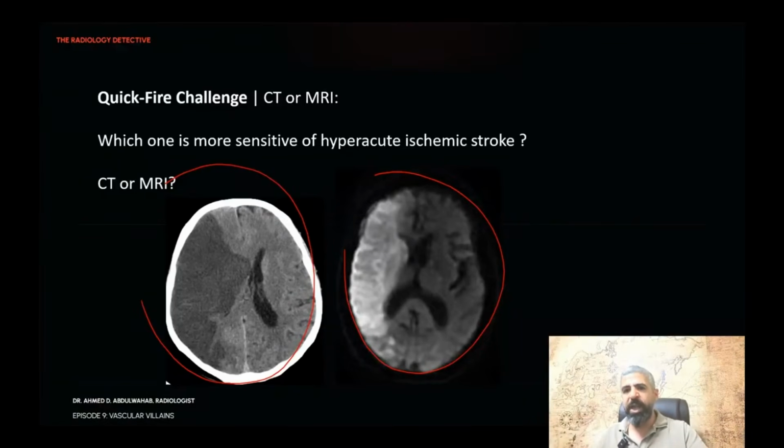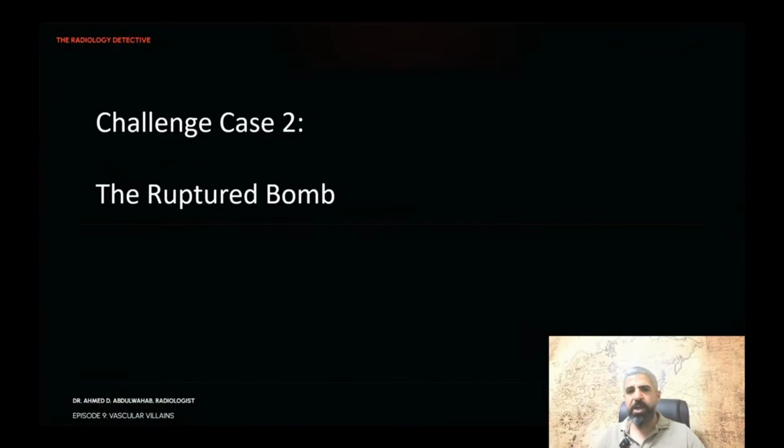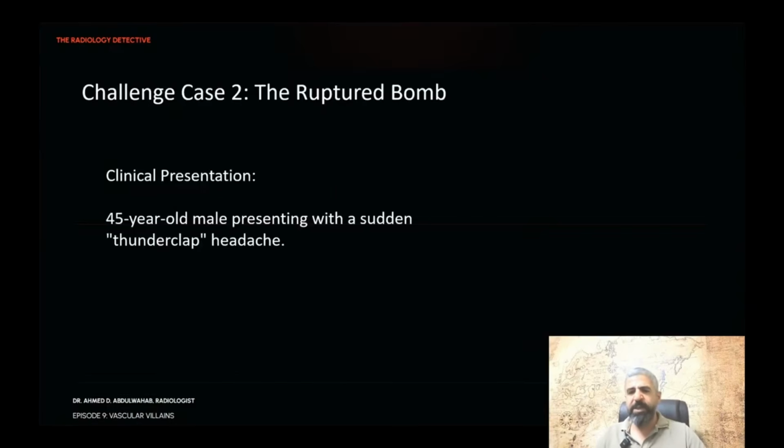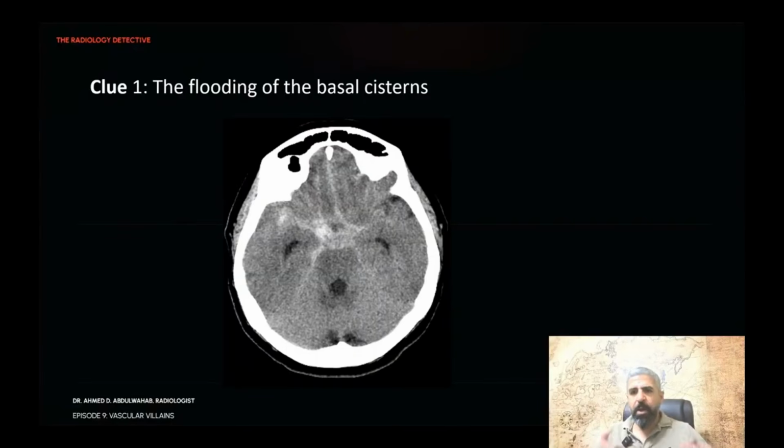Let's go to challenge case number 2. It's called the ruptured bomb. Now, for the case presentation, case 2 is a 45-year-old male who describes the worst headache of his life, with a sudden thunderclap explosion of pain during physical exertion. He collapsed on arrival. Now, for clue number 1, look at the CT.